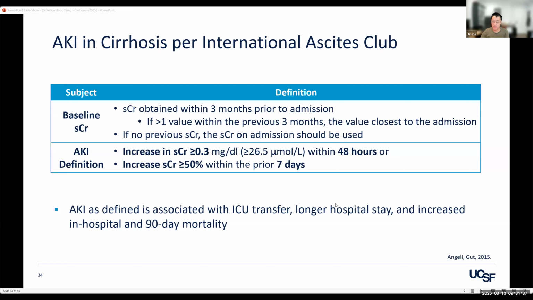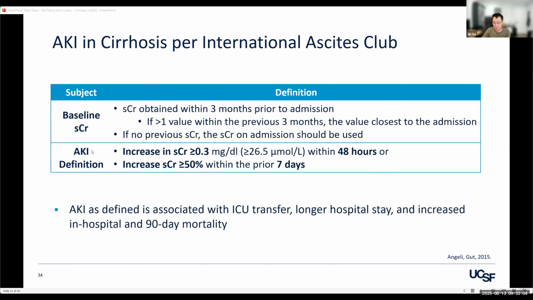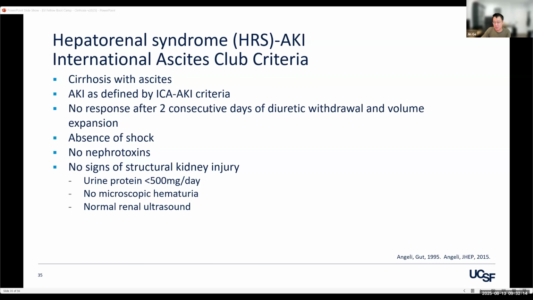And so they have also defined HRS AKI, which used to be called type 1 HRS. But really, this talks about the diagnostic criteria for what is HRS. So you have to have cirrhosis with ascites, which I think a lot of people sort of overlook, that you have to have ascites for this definition to be true. You have AKI as defined by this definition, which is the serum creatinine increase by 0.3 and also increase over 50%. And then you have no response after 2 days of diuretic withdrawal and volume expansion. This is what Ava answered, which is stopping the diuretics and giving albumin.